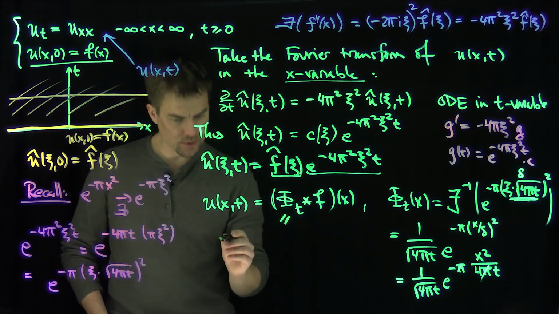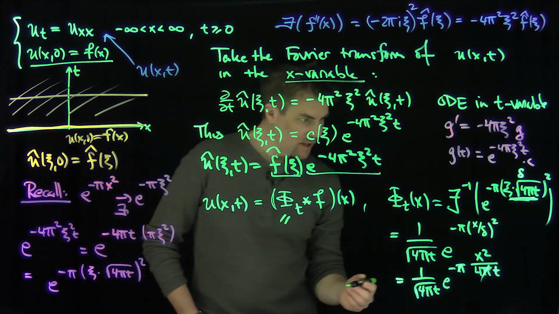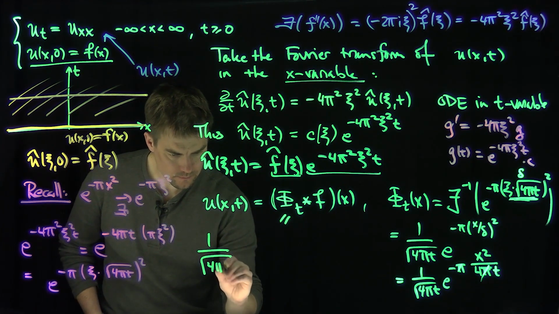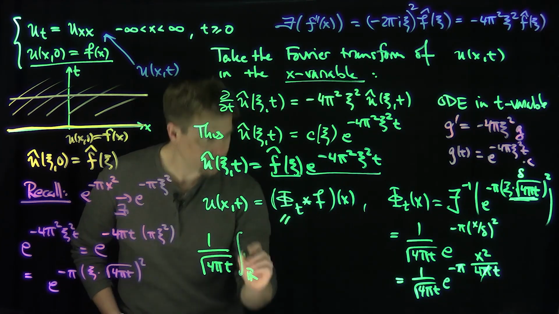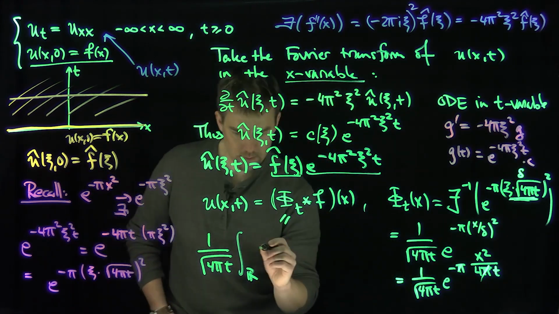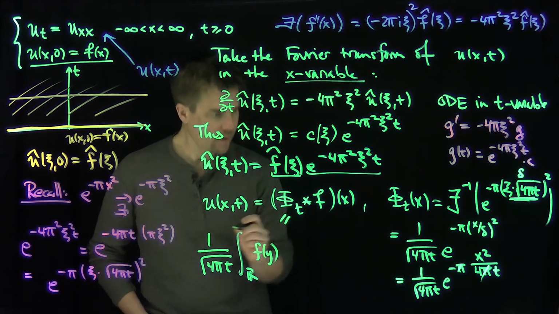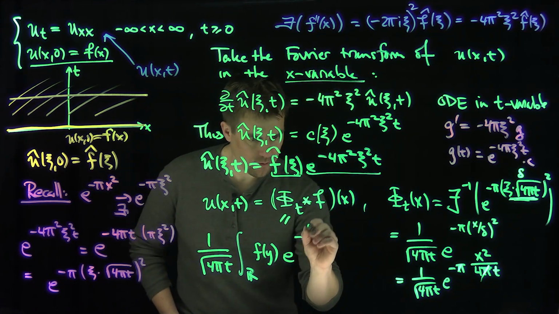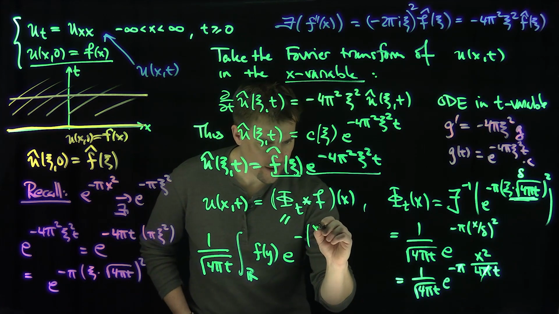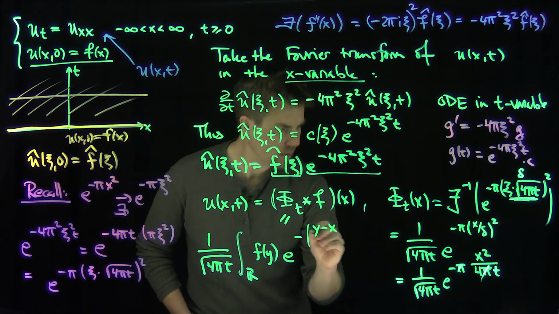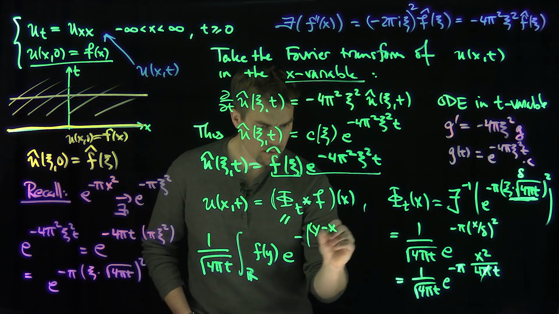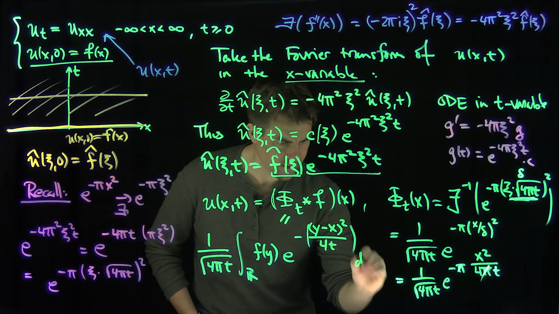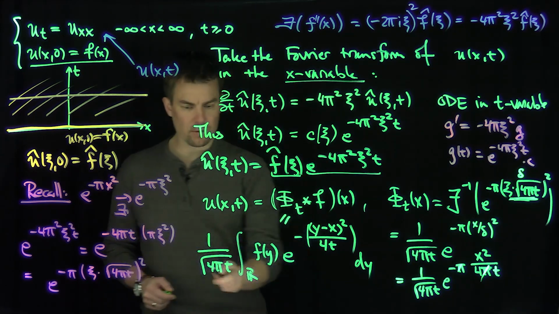Okay. And so now we can write down our solution over here. This solution is going to be, this 1 over the square root of 4πt can come outside, the integral over R of f of y, and then e to the negative y minus x quantity squared over 4t dy. And so this is my heat kernel representation.